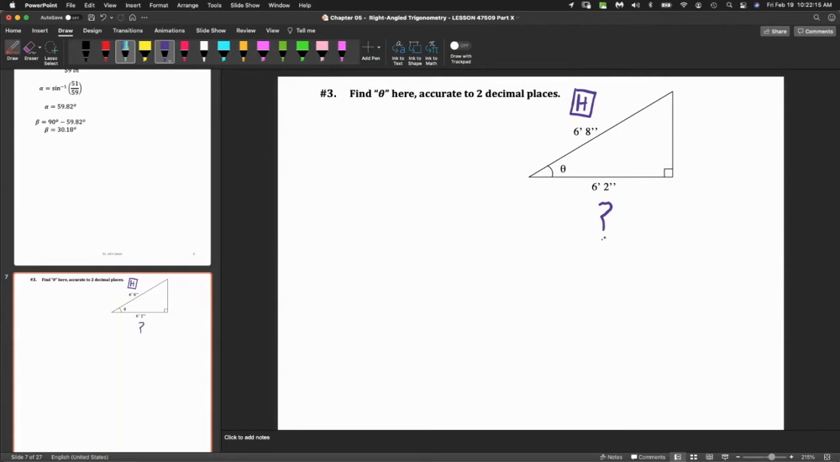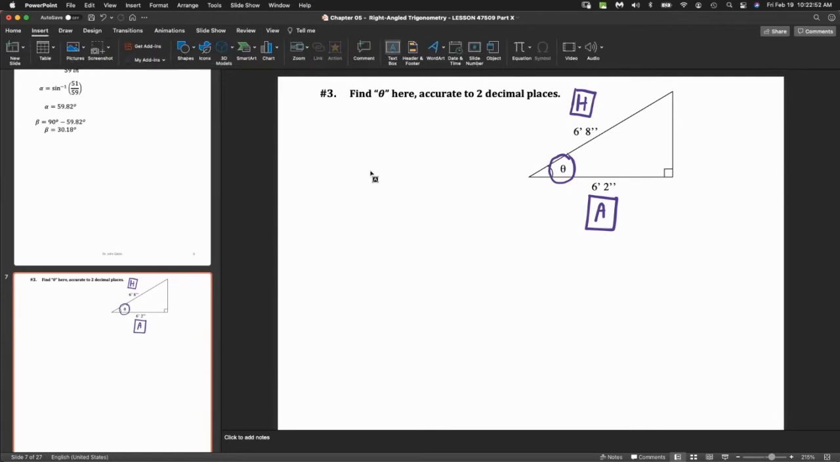Is this opposite or adjacent? What do you think, people? Opposite or adjacent? Don't make me sweat for it. Thank you. It's adjacent. Remember, the word adjacent means beside, and this side here is beside the angle. This one is opposite, and we definitely don't want opposite. Which ratio should we use? Sine, cos, or tan? Yeah, cosine's the way to go.